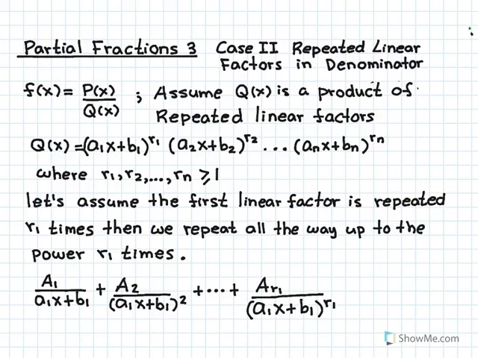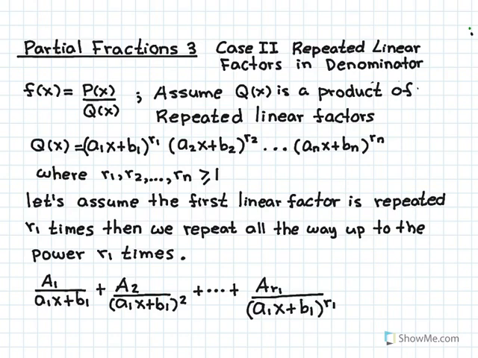In this video, we're going to look at another example of partial fraction decomposition. In this case, we will have repeated linear factors in the denominator. F of x is equal to p of x divided by q of x. Let's assume that q of x is a product of repeated linear factors. Furthermore, we will assume as usual that the degree of p of x, the numerator, is less than the degree of the denominator, q of x. And of course, we assume that p of x and q of x don't share any common factors.